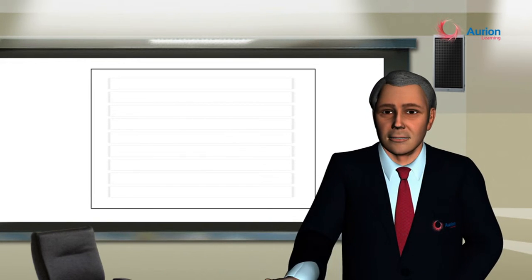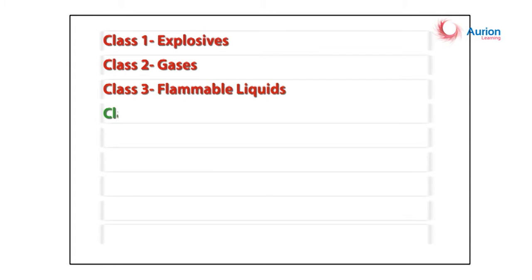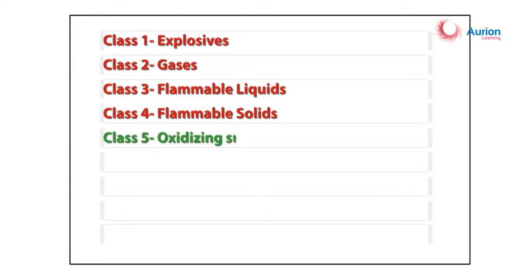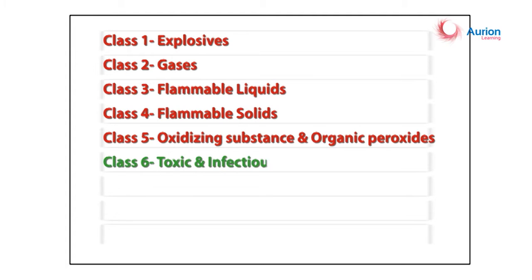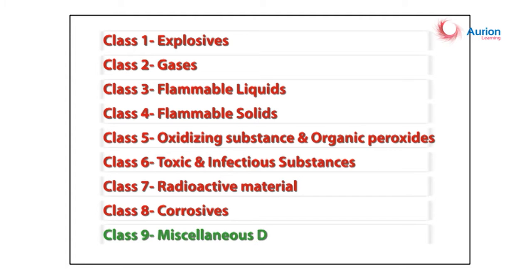They are: Class 1 – Explosives, Class 2 – Gases, Class 3 – Flammable Liquids, Class 4 – Flammable Solids, Class 5 – Oxidizing Substance and Organic Peroxides, Class 6 – Toxic and Infectious Substances, Class 7 – Radioactive Material, Class 8 – Corrosives, Class 9 – Miscellaneous Dangerous Goods.